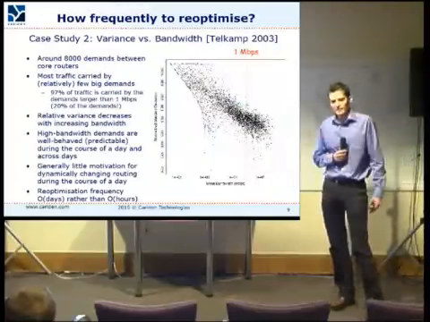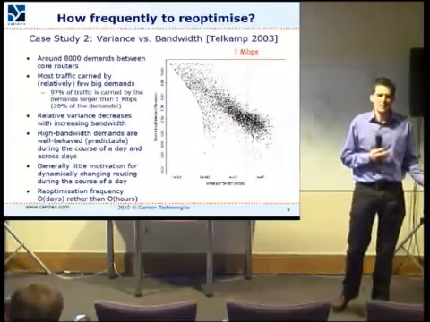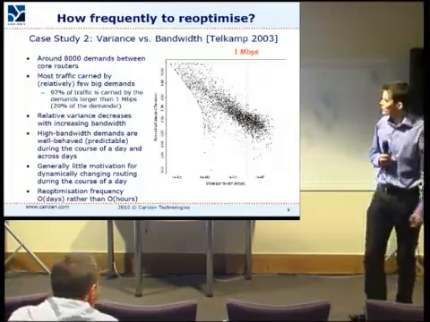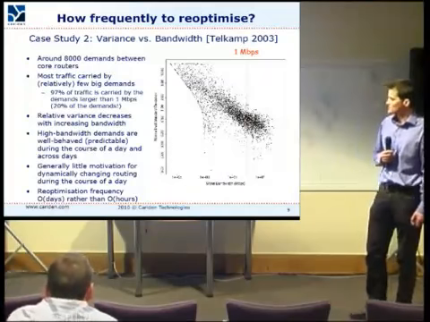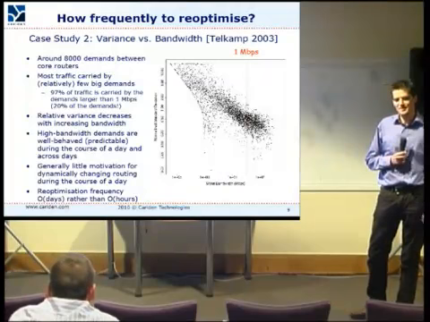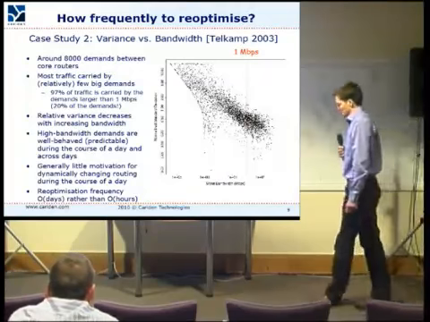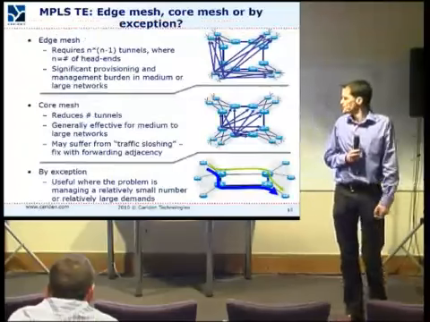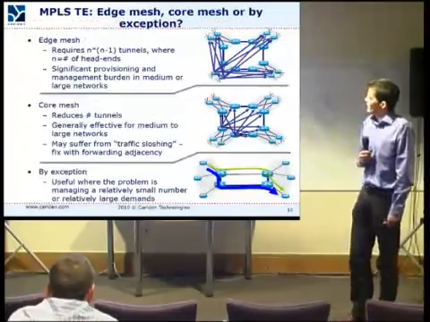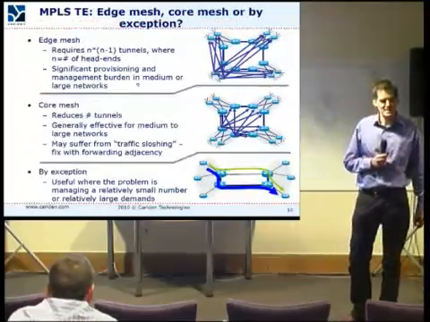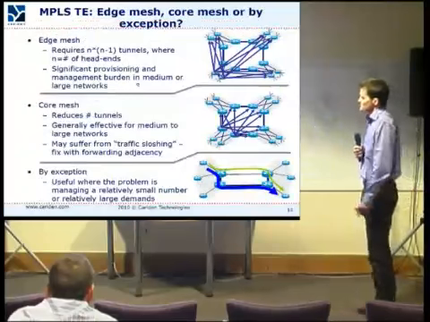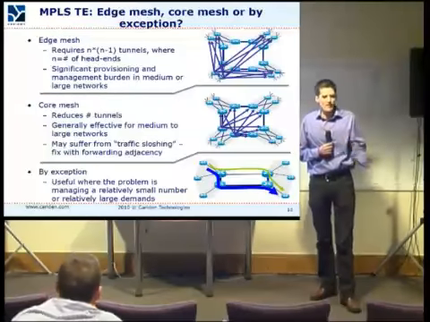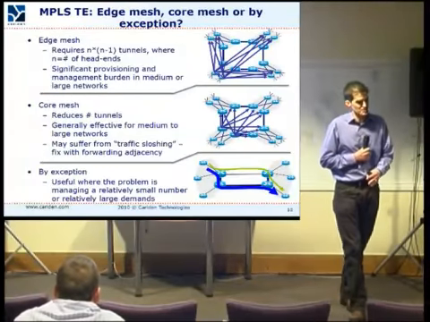Certainly I know, as an example, once a month would not be unusual, and even longer time frames than that aren't unusual. I certainly don't know anybody that's doing reoptimization more than once a day. And I only know one provider doing once a day. So that applies whether it's IGP-based traffic engineering or MPLS traffic engineering.